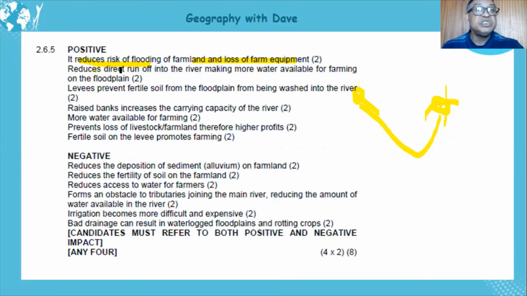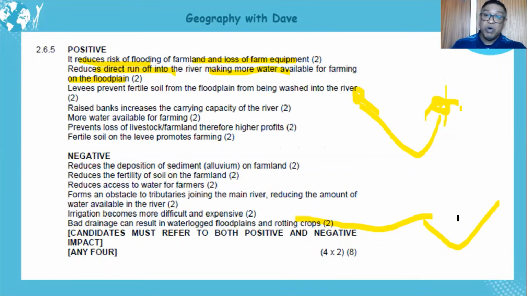See, it reduces direct runoff, making more water available for the farmer on the floodplain. Because what happens sometimes, if this elevated point was not here, lots of water will come through and run off. So later on there may be less water, but it creates a storage facility for the farmer to use. Levees prevent fertile soil from the floodplain from being washed into the river. So in here you've got fertile soil. It doesn't get washed away because the levee acts as a barrier. Can you see these things?